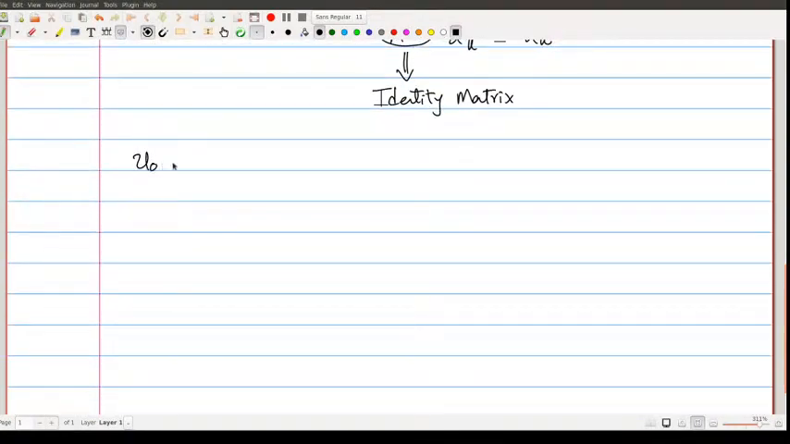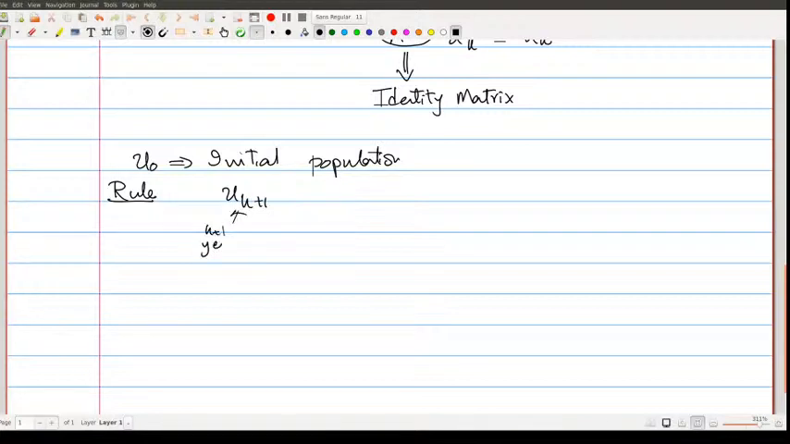We have some initial population U0, and that's my initial population. We have a rule for finding U(k+1), which is the population after k+1 years, and that's just A times U_k, which can be further simplified into A times A U(k-1), which is just A squared U(k-1), right?